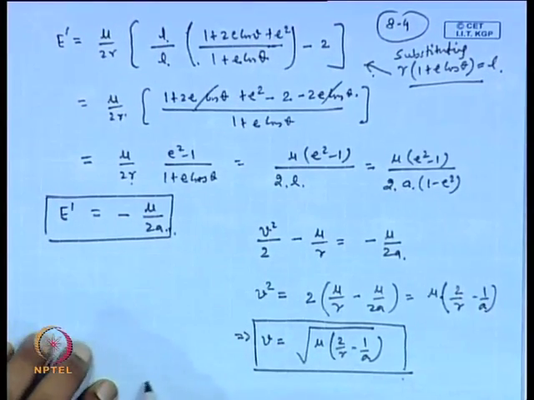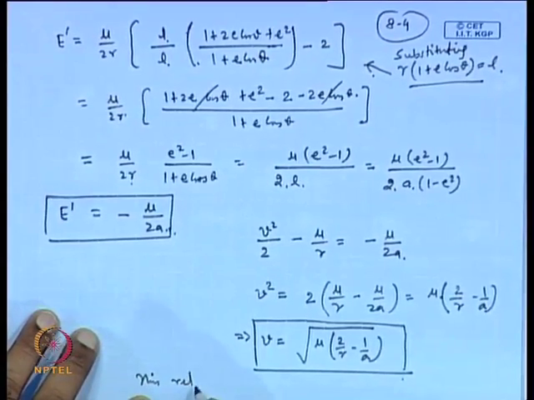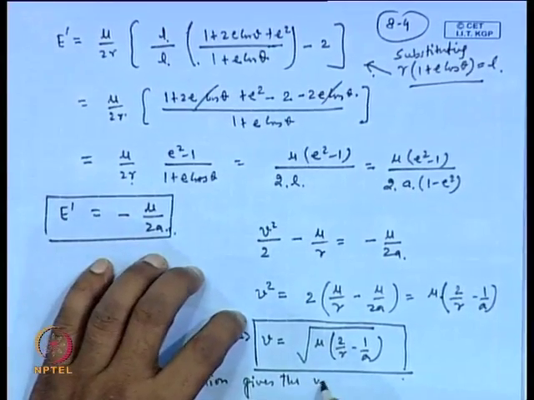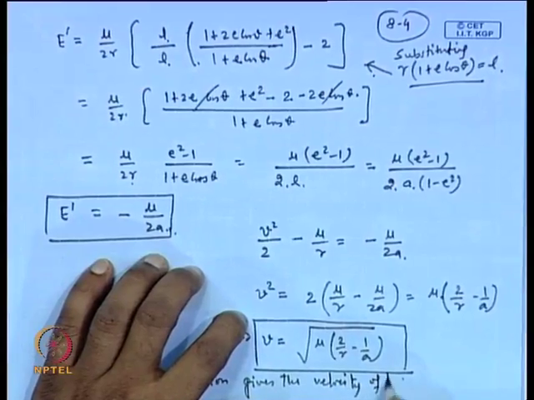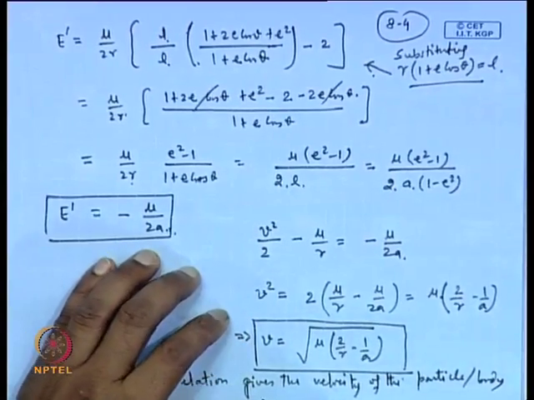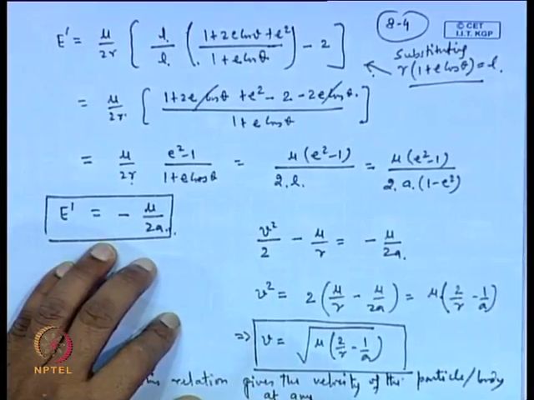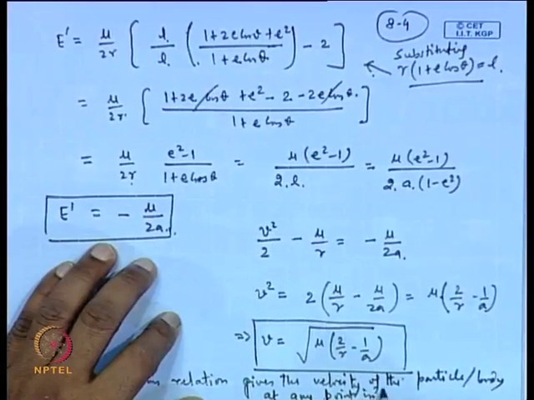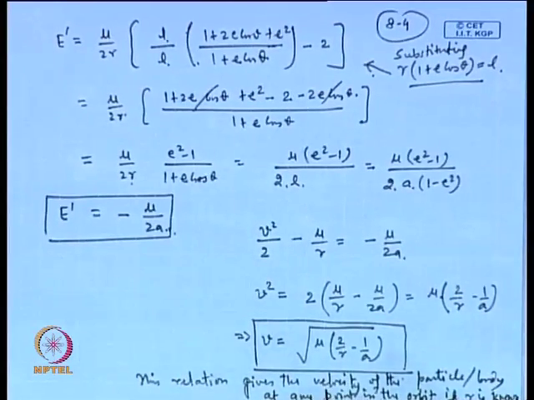So, this relationship gives the velocity of the particle or body at any point in the orbit if r is known. So, if r is known, then we can find out the velocity of the particle or the body at any point in the orbit.